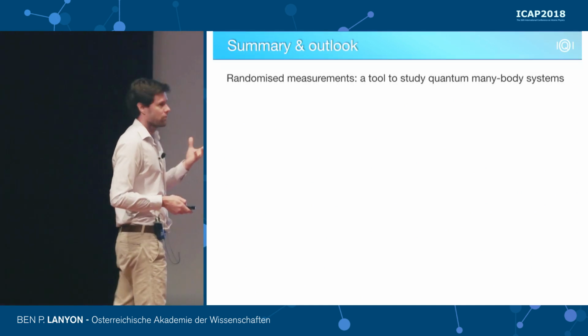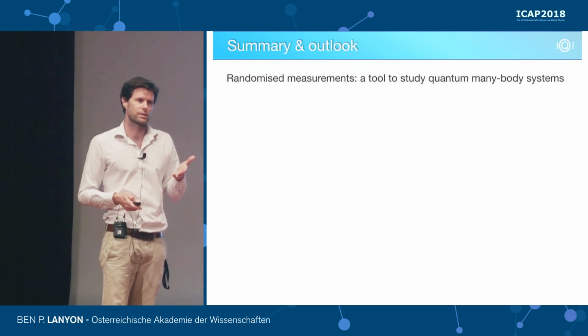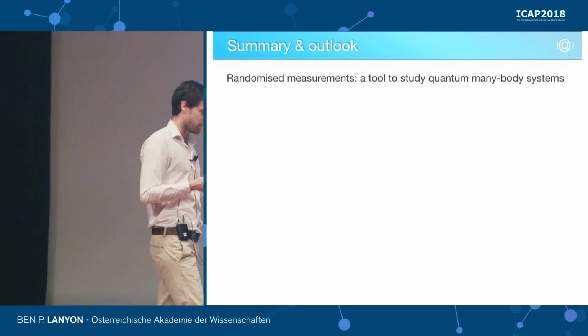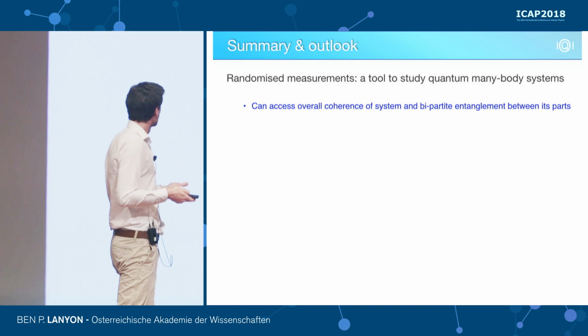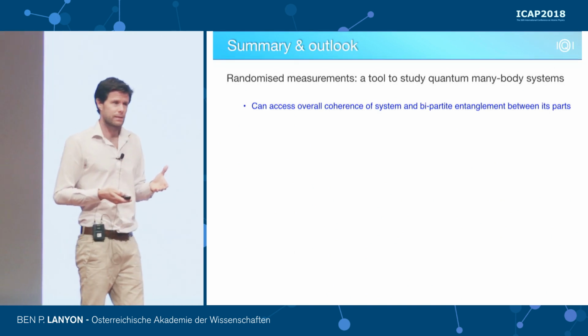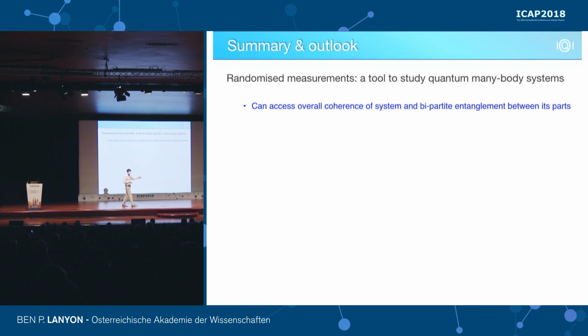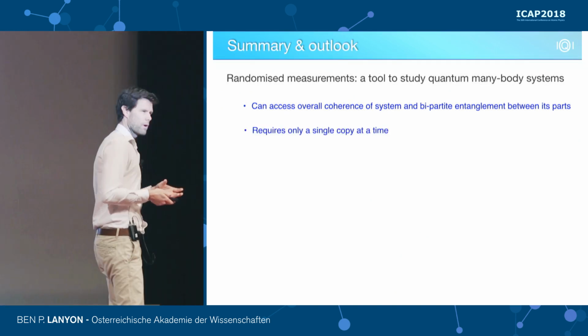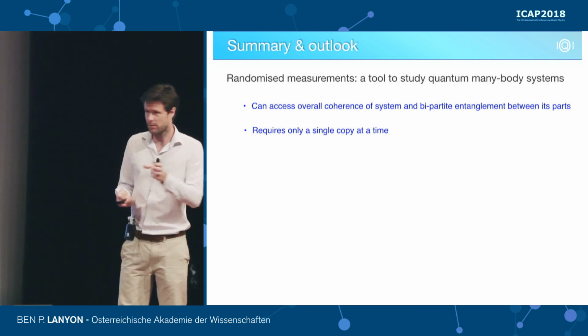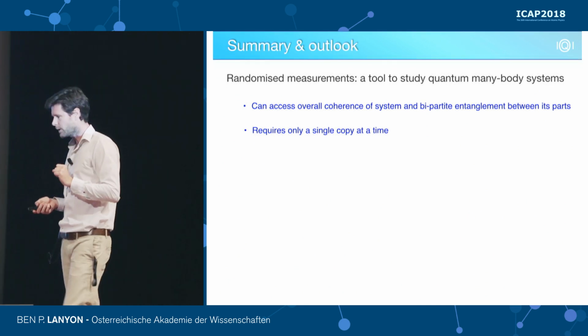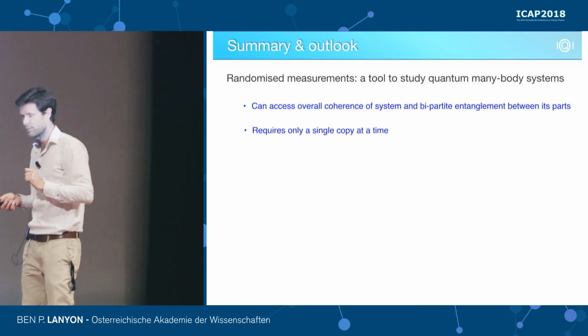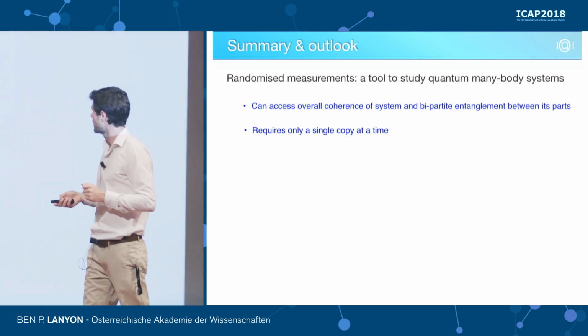So I've presented randomized measurements as a tool to study engineered quantum many-body systems in the lab. With it, you can access the overall coherence of a quantum system. You can see how long it realizes unitary evolution or not. And you get the bipartite entanglement structure between its parts. It requires only a single copy of the quantum system at a time, which made a big difference to us because it would be very hard for us to make multiple copies.